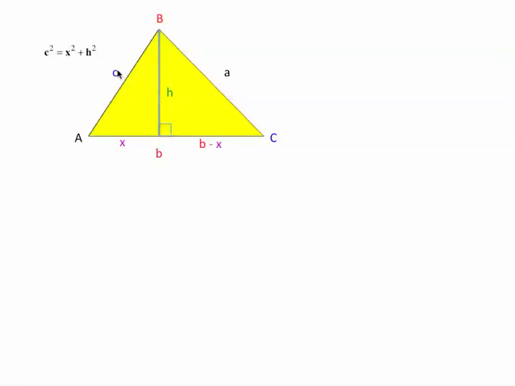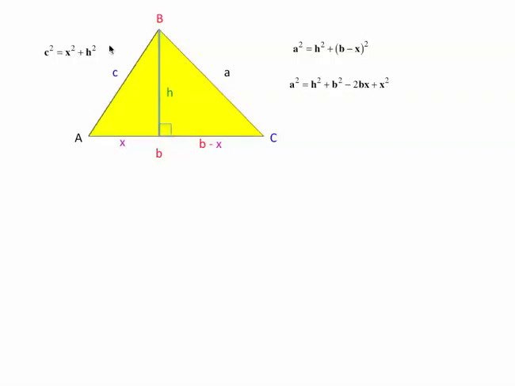So we have c squared, that's the hypotenuse, is equal to x squared plus h squared. Okay, the sum of the squares of the other two legs. And over here I'm going to say that a squared is equal to h squared plus (b minus x) all squared. Okay, so this is the biggie. I have a binomial, I'm going to square it. So that's going to give me b squared minus 2bx plus x squared.